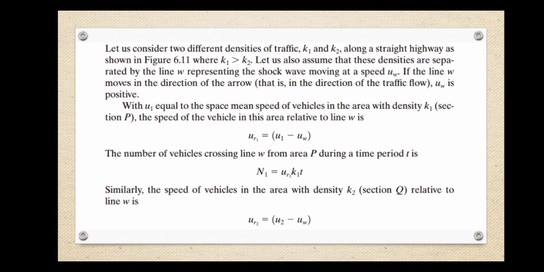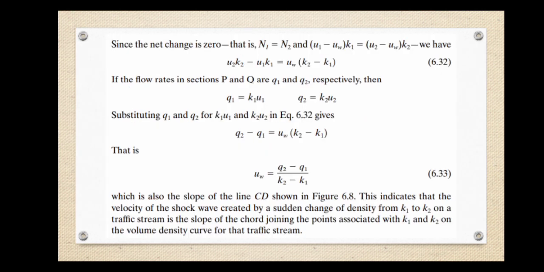The number of vehicles crossing line W from area P during a time period T is n sub 1, equal to (u sub 1 minus u sub W) times k sub 1 times T. Similarly, the speed of vehicles in the area with density k sub 2 in section Q relative to line W is u sub R2, equal to u sub 2 minus u sub W.